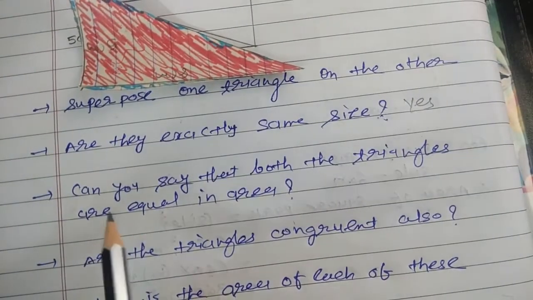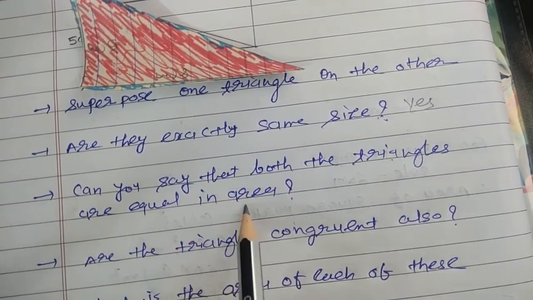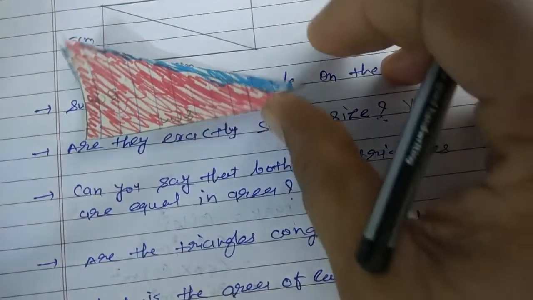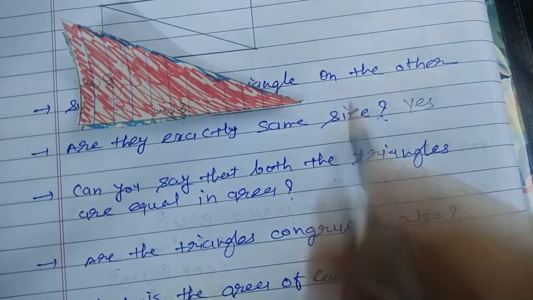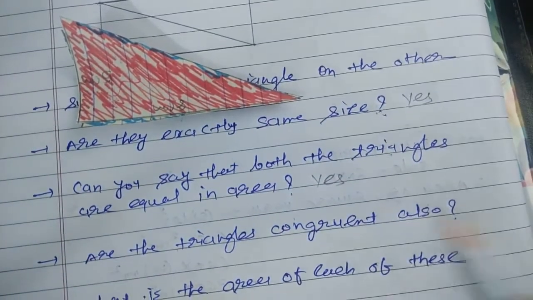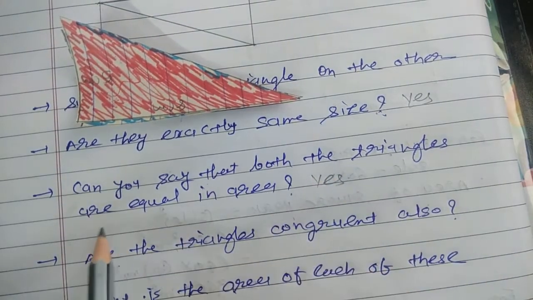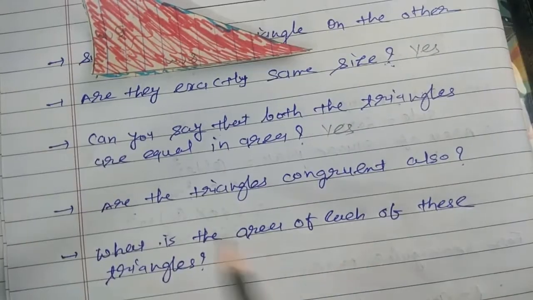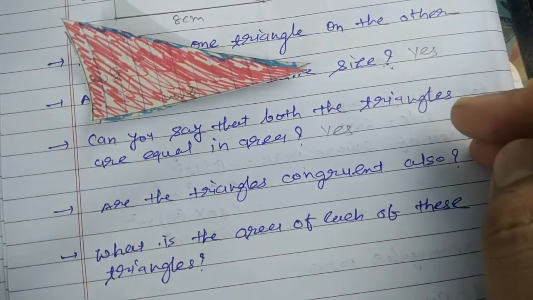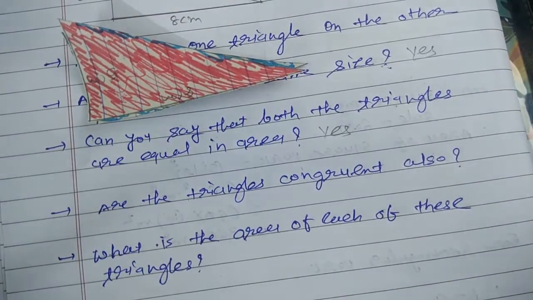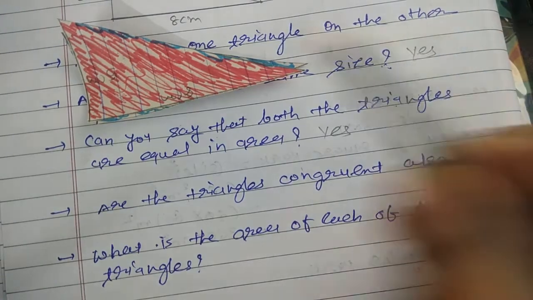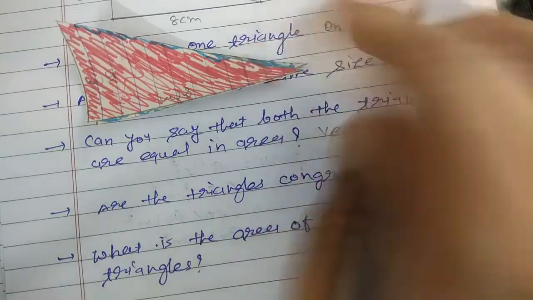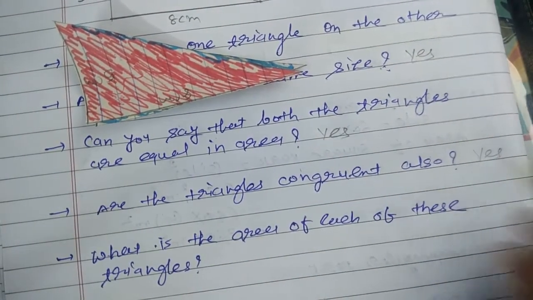Next question: can you say that both the triangles are equal in area? Of course they are, they enclose equal area because they have the same size. So yes, both triangles are equal in area. Next, are the triangles congruent also? Of course we can say yes, as we know that any two figures having the same shape and same size are congruent. So yes, they are congruent.